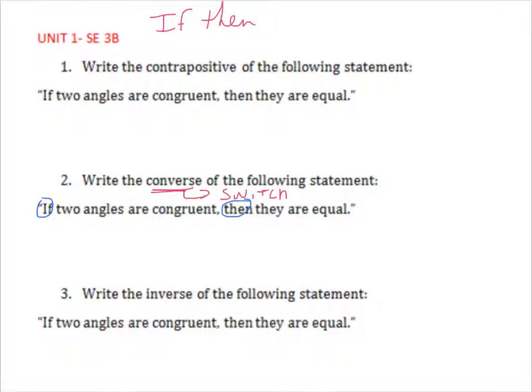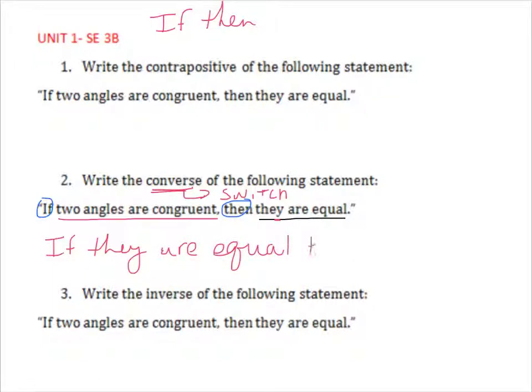And we reorder everything else. So this was first, now it's going to become second. This was second, now it's going to become first. So our new statement is if, now we're going to look over here, they are equal, then two angles are congruent.